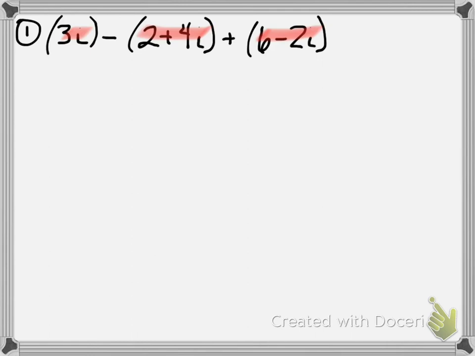So we have 3i minus the quantity 2 plus 4i plus the quantity of 6 minus 2i. I am going to show you through several different steps. You do not have to write every step, but I want to have it to where it's not hidden what's being done. So step 1 is we need to distribute this minus sign to both parts, and this plus sign to both parts. And so that 3i just hangs out in the front.